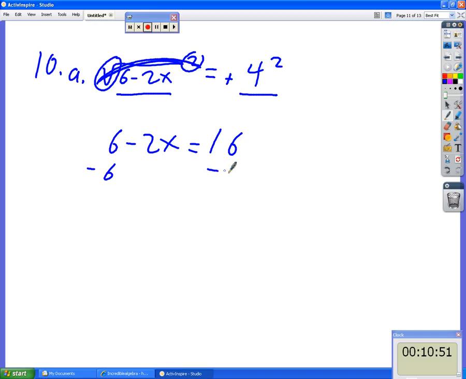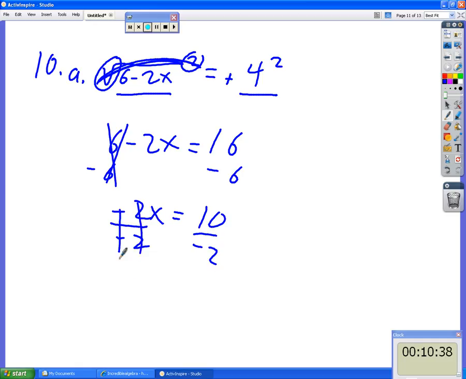Subtract 6 from both sides. They cancel. Negative 2x equals 16 minus 6 is 10. And I divide by negative 2. The 2's and the negatives cancel. X equals negative 5. And that's my answer.